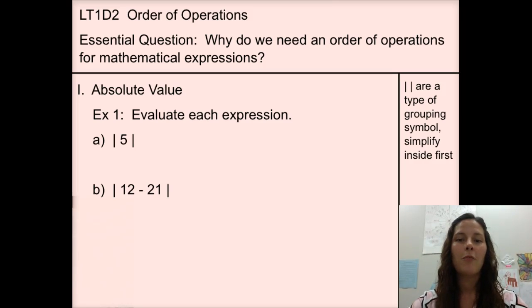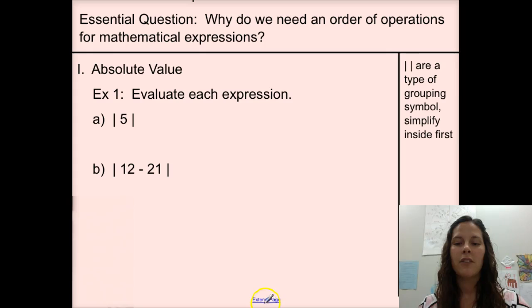We're going to start off by simplifying some absolute value expressions. First of all, our essential question for this learning target is, why do we even need an order of operations? Why can't we all perform the math expression simplifying it the way we think we should and all somehow arrive at the same answer? So we'll think about that as we're working through.